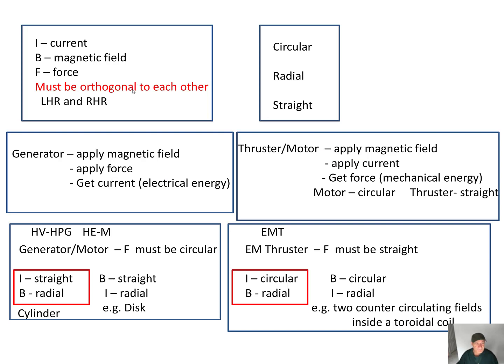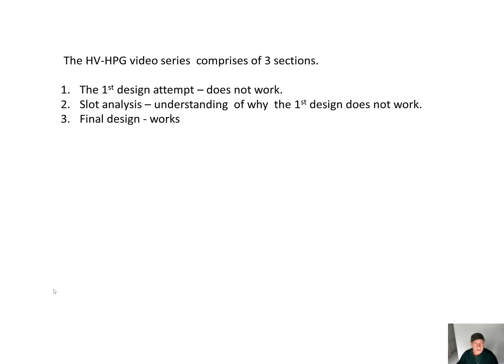So basically, the generator we're going to use is the cylinder method, where the current is straight and the B field is radial. The high voltage homopolar generator video series comprises three sections. The first is the first design attempt, which does not work. Then we'll do the slot analysis, understanding why the first design does not work, and then we'll do the final design, which works.